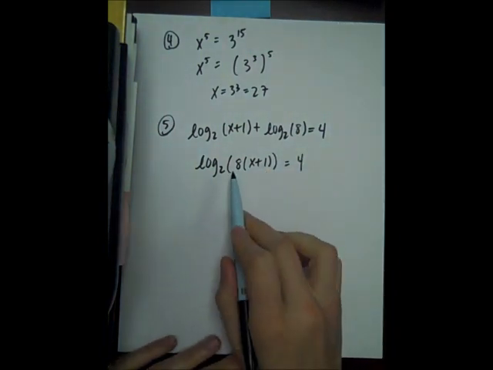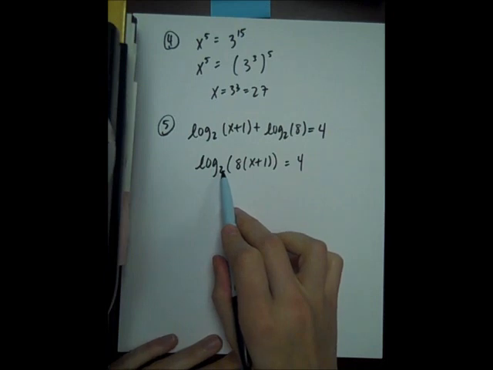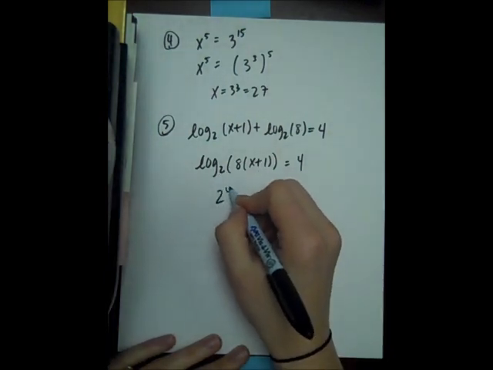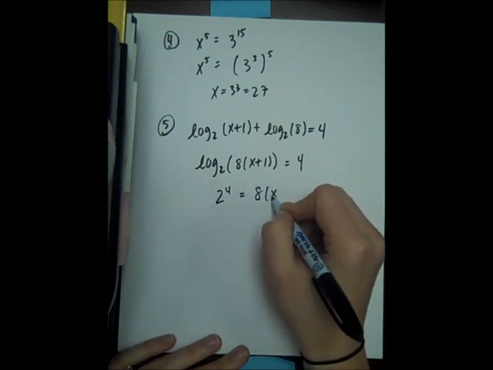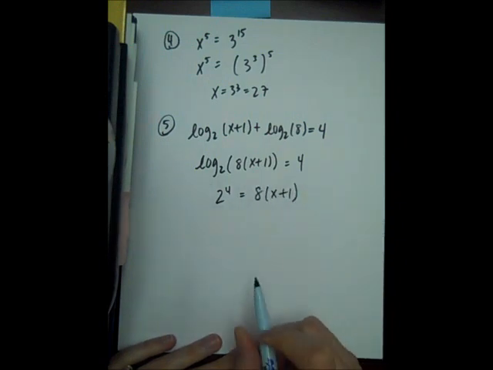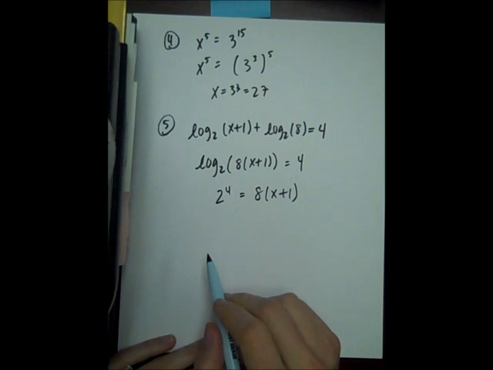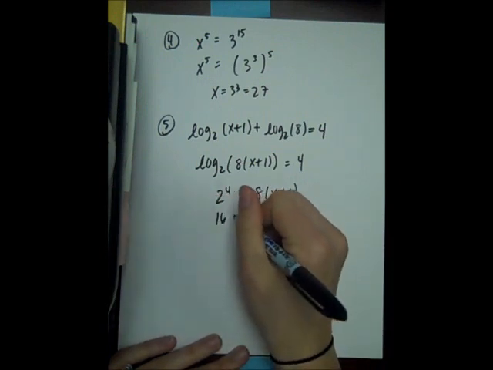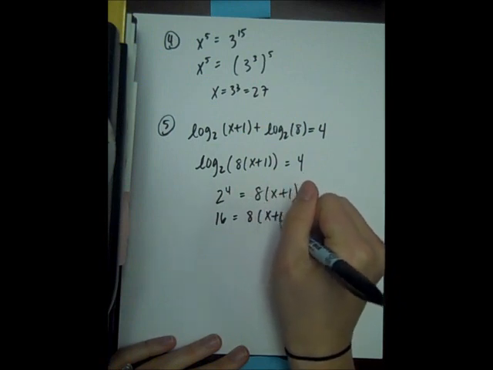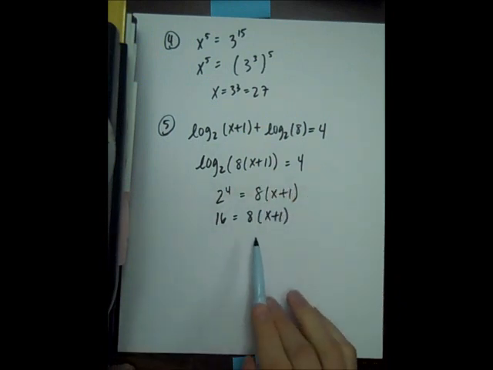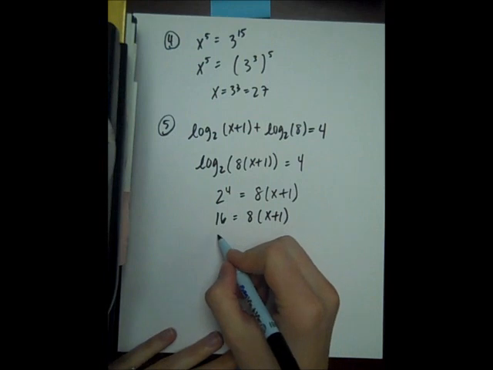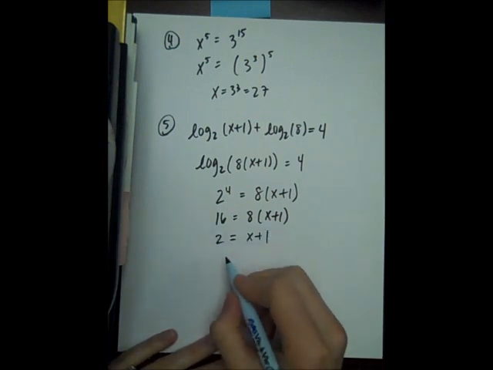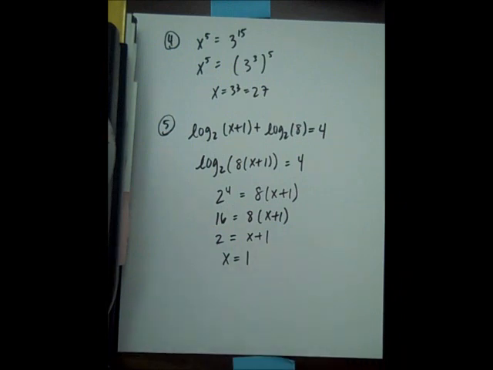Okay, now what does this say if I go to exponential form? That says 2 to the 4th is equal to whatever's on the inside. Alright, 2 to the 4th, what is that going to be? Let's see, 2, 4, 8, 16. How do you solve this for x? Well, you could distribute, or you could go ahead and divide by 8. So I'll get 2 is x plus 1, and then subtract 1 from both sides, x is 1.